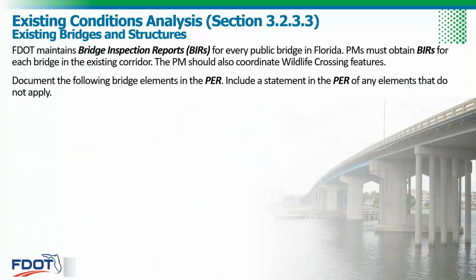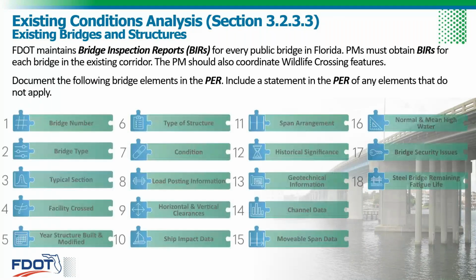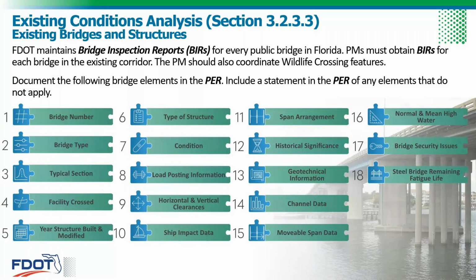Okay, now moving on to our existing bridges and structures section. If there is a bridge or structure within the project limits, it also must be documented. These are the existing bridge condition elements that should be described in the PER if they exist. Another checklist for you. A new addition to this chapter is item 18, fatigue life. A fatigue evaluation is required for existing steel bridges to provide guidance during the decision-making process regarding whether the steel bridge or portions thereof should remain or be replaced. So if your project includes a steel bridge, fatigue life needs to be discussed in the existing bridge and structure conditions section of your PER.